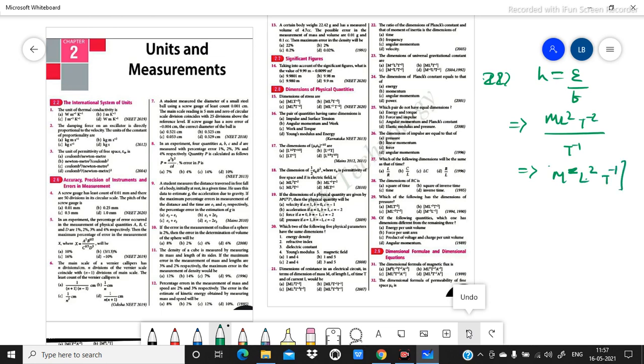So what does it give? It is nothing but angular momentum, moment of inertia into angular velocity. M L2 T minus 1, moment of inertia and angular velocity. So angular momentum. I know that's what I'm writing, but you have to remember, otherwise you won't be able to find out. This is nothing but angular momentum. So it is not energy, not momentum, not power. So automatically by rejecting these three also, you will get the correct answer.